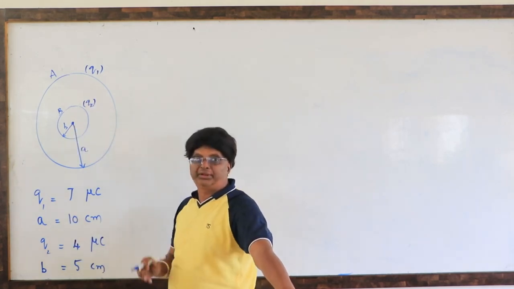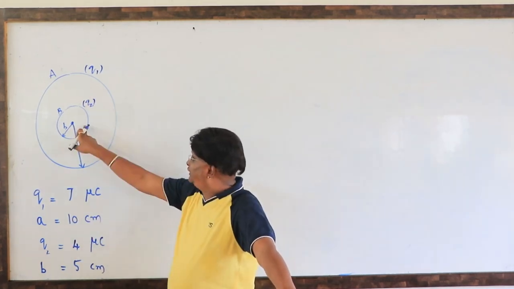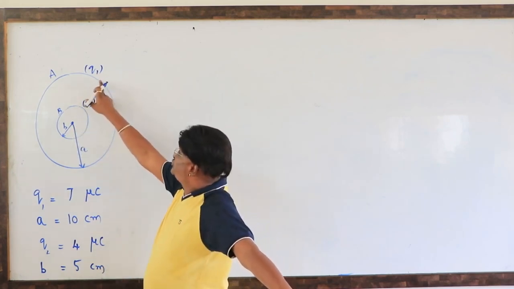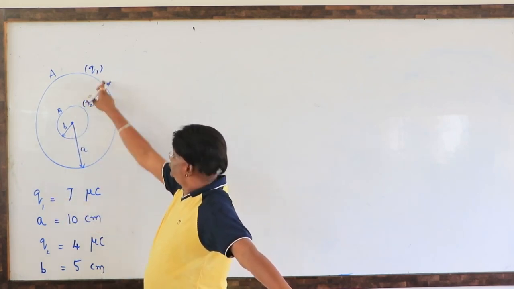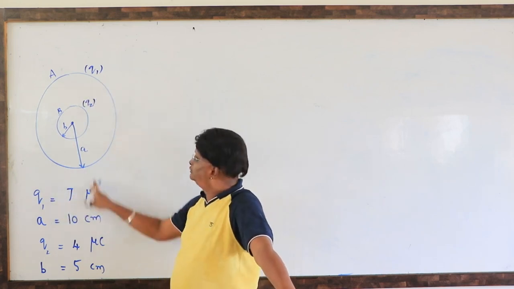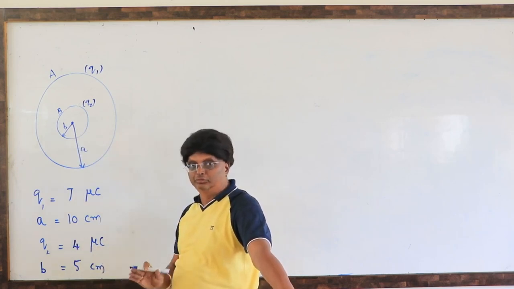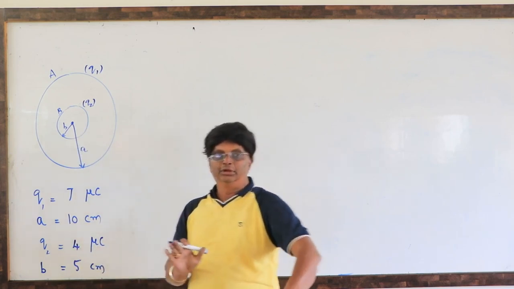The outer shell A has a radius of 10 centimeter and the inner shell B has a radius of 5 centimeter. Now they are given charges. Outer shell A has a charge Q1 of 7 microcoulomb, and B, the inner shell, has a charge of 4 microcoulomb. This is the data.